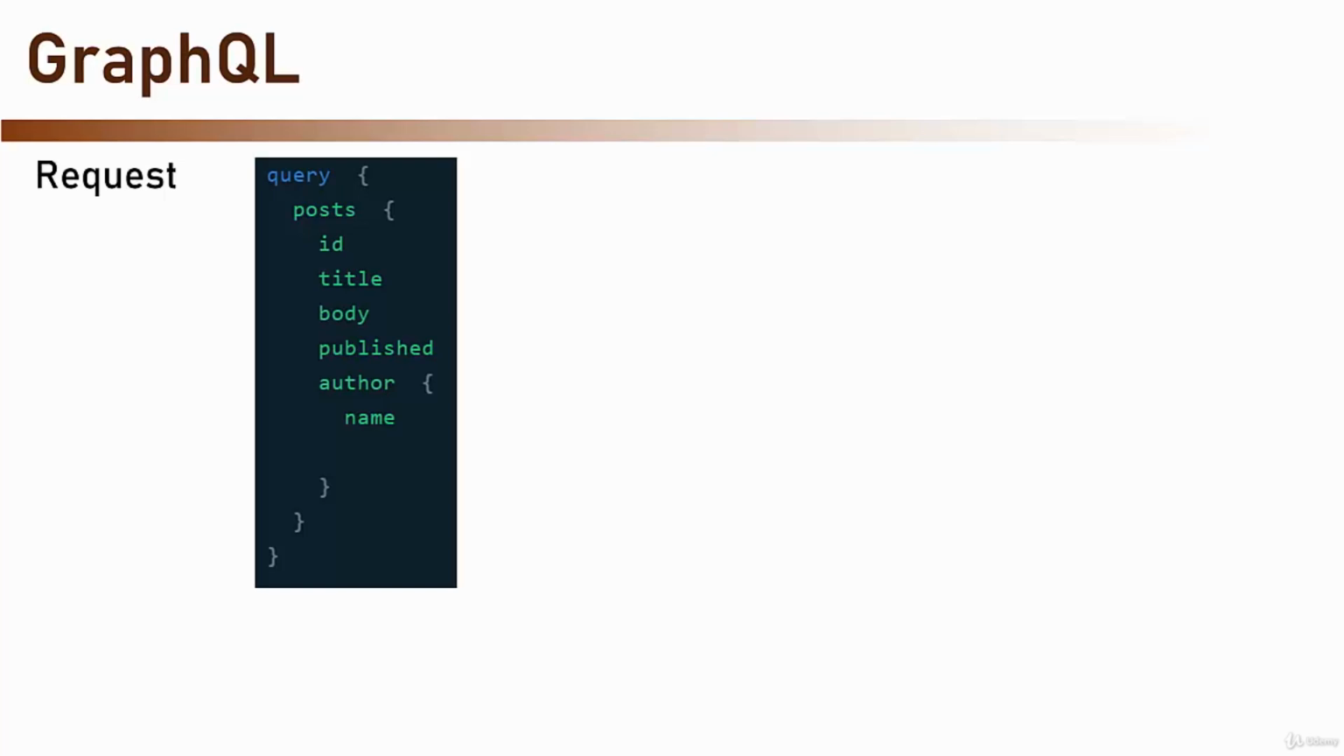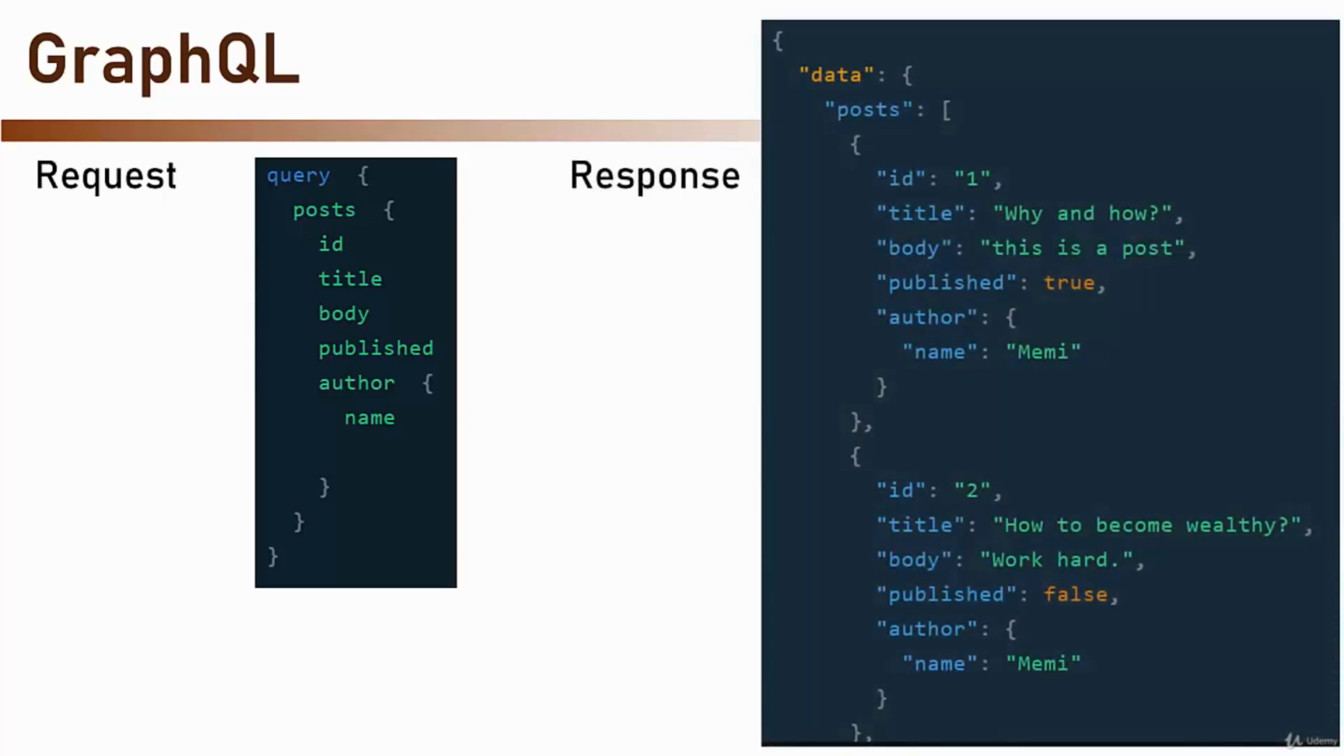In this case, we want to retrieve the ID, title, body, the publishing date, and the author. And in the author, we need to specify which field of the author we want to retrieve. In this case, we want to retrieve the name of the author. So this is how a GraphQL request looks like, and the response looks like this.